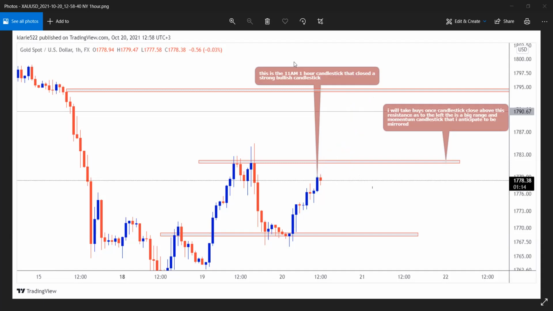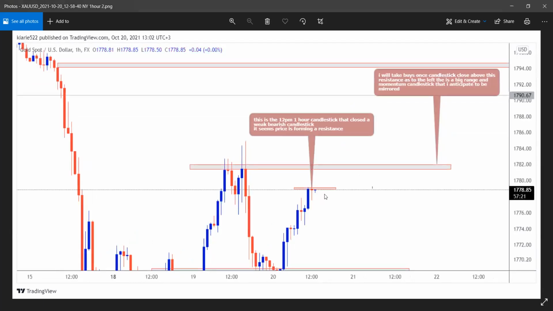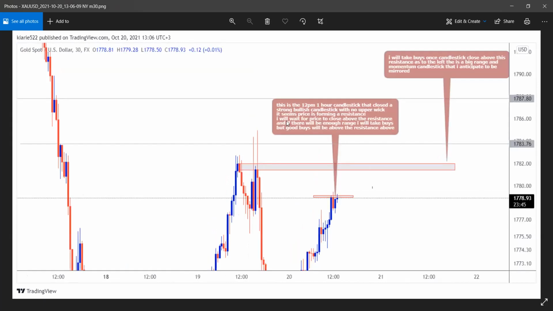First of all, I wanted to take buys when price wanted to break this high, but I saw the range was too small. I remember this day very well. Price went, this is the 12 p.m. candlestick, it closed a weak bearish candlestick at a resistance. I'll take buys once a candlestick closes above this. There's a big range, and then it closed a strong bullish candlestick.